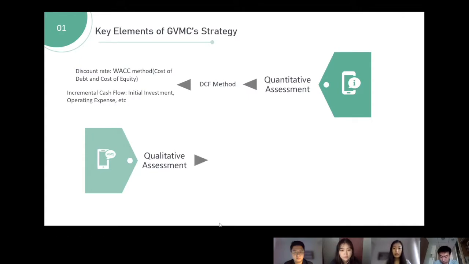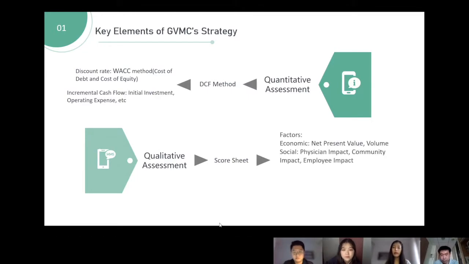In case of qualitative assessment, he chooses the score sheet method. The key elements of the score sheet method are the factors and the standard of evaluation. Mr. Klein decides to include economic factors and social factors. For economic factors, he wants a project with positive NPV, and he also lays an emphasis on the volume of cash outflow, as it is riskier to lose the investment when there is a huge volume.